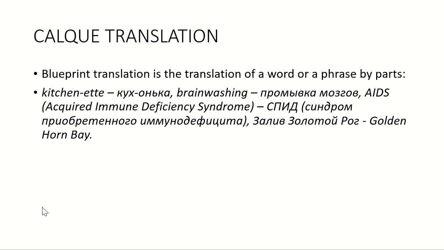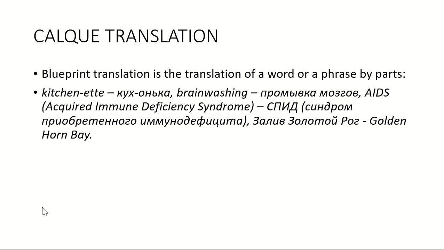So the next method of translation is calque translation. Calque translation is the translation of a word or phrase by parts. For example, kitchenette: here you can see the root with the suffix, and it is translated into Russian with the same model. Another example, a compound noun, brainwashing, is also translated by parts with the same form.